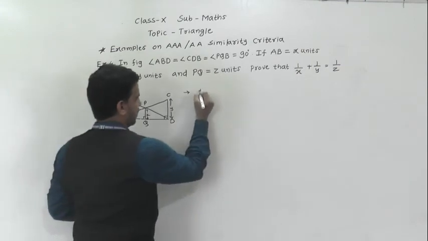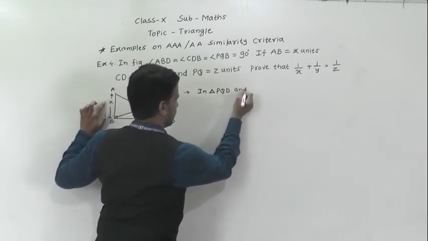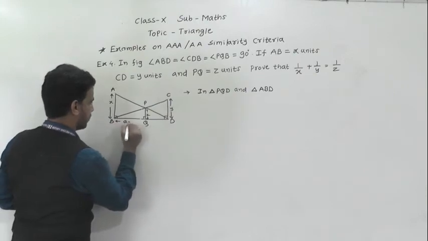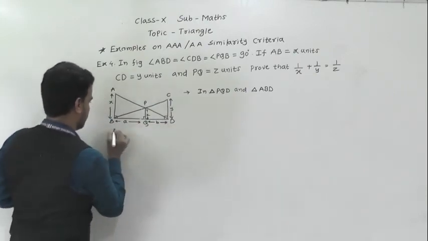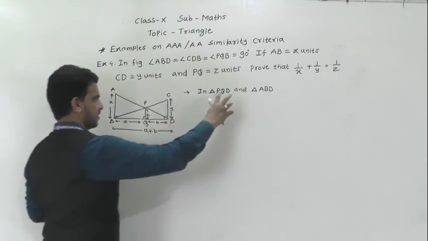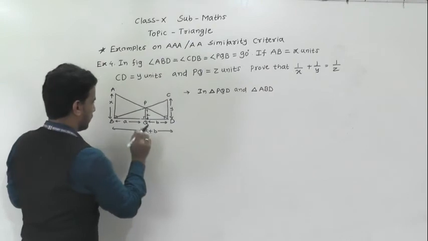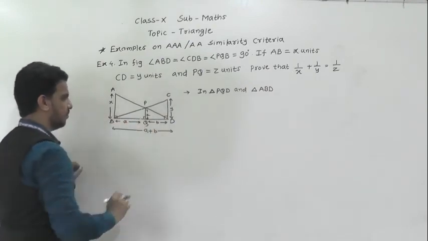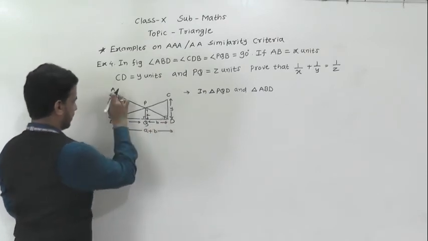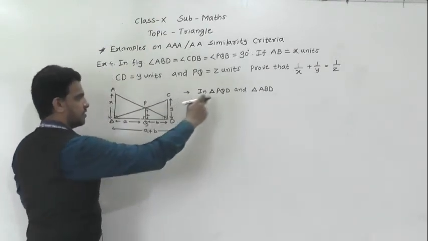Okay, so in triangle PQD and triangle ABD, first suppose this BQ is A units and QD is B units. So total BD is equal to A plus B units. Now we consider these two triangles, triangle PQD and triangle ABD. In these two triangles, angle Q is equal to angle B because both are right angles, and angle D is common for both triangles. So here we can show that these two triangles are similar by AA criteria.